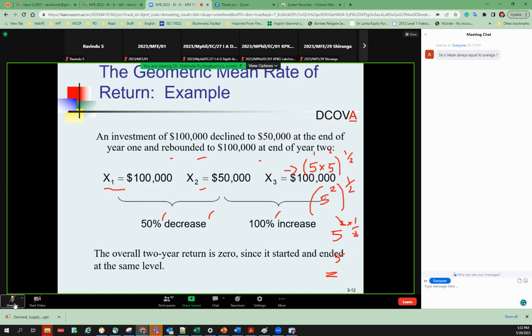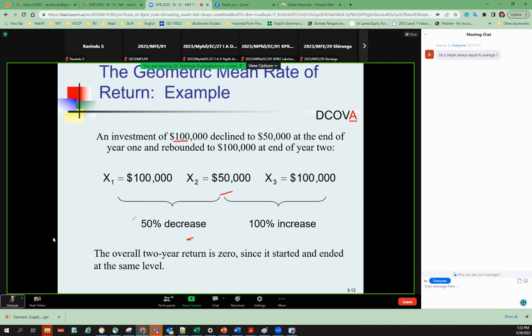Okay, then we have one example here for geometric rate of return. Let's say you invest 100,000. At the end of year 1, it decreased to 50,000. Then again it has increased to 100,000.